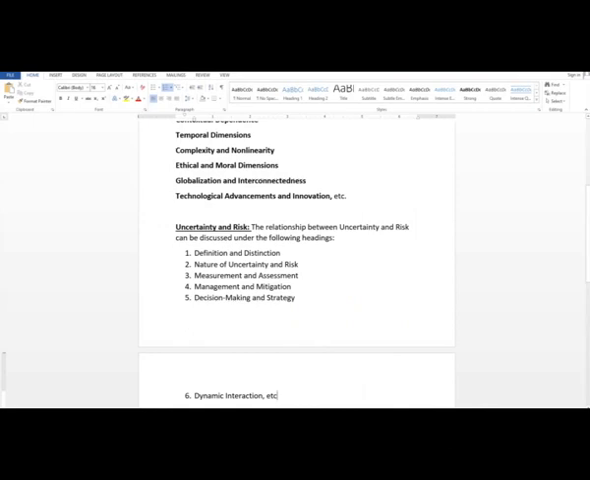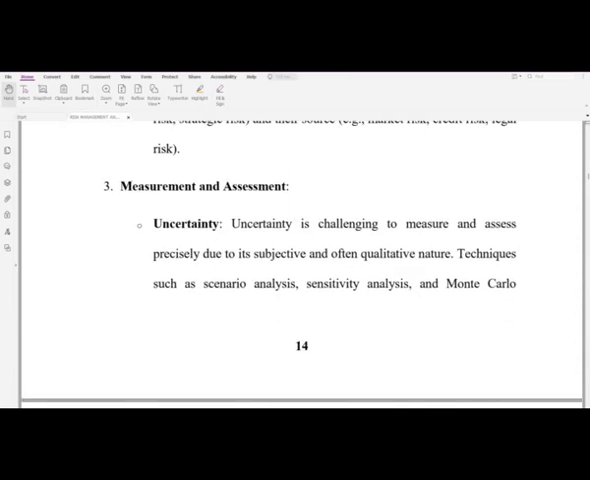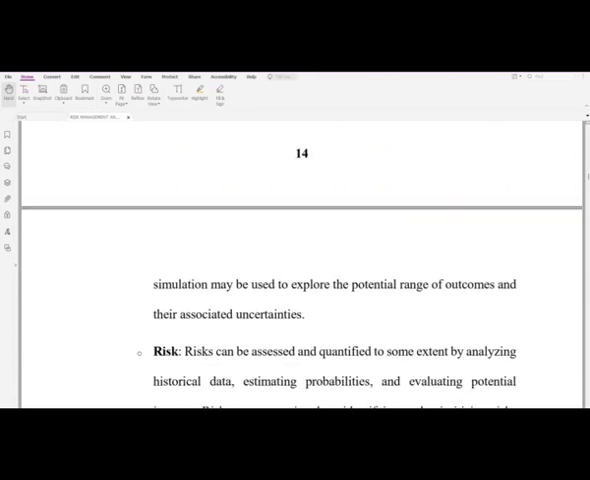We then move on to the third one here, which is measurement and assessment. Under uncertainty, it is challenging to measure and assess precisely due to its subjective and often qualitative nature. Techniques such as scenario analysis, sensitivity analysis, and Monte Carlo simulation may be used to explore the potential range of outcomes and their associated uncertainties.